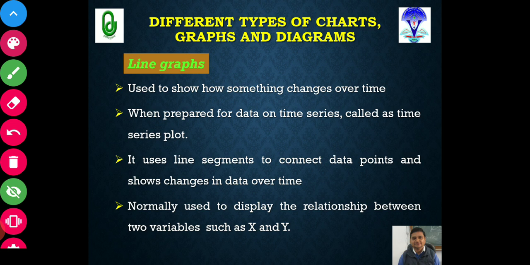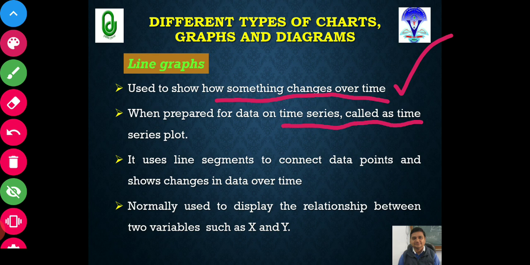Now, what are the various types of charts, graphs and diagrams? First of all we will see the line graph. A line graph is used to show how something changes over time. This is very important because whenever you want to display changes over time, it is very good to show it by a line graph. When prepared for time series data, it is called a time series plot.